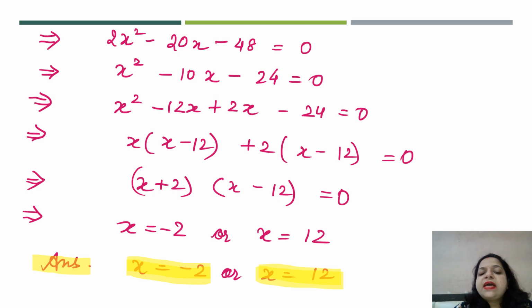x into x minus 12 plus 2 into x minus 12 is equal to 0. x plus 2 into x minus 12 is equal to 0. x is equal to minus 2 or x is equal to 12. And that is the answer. That is x is equal to minus 2 or x is equal to 12. Okay, children.